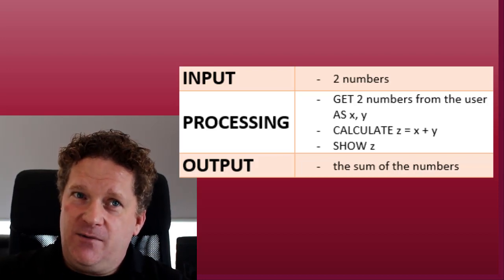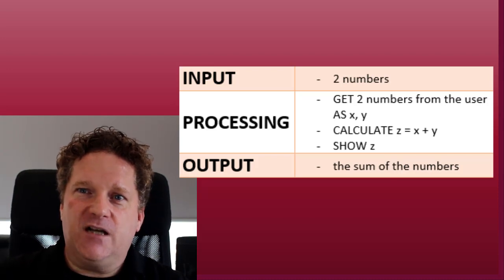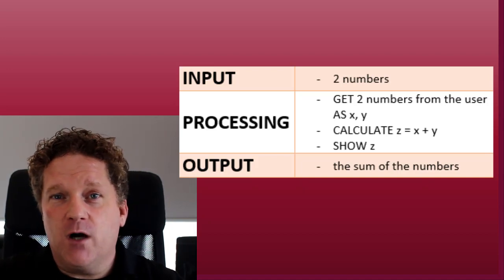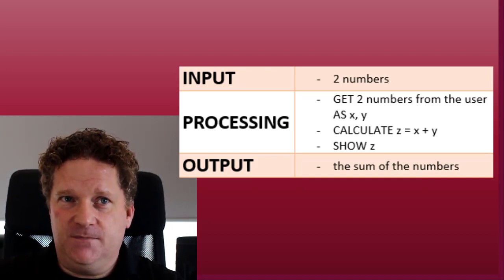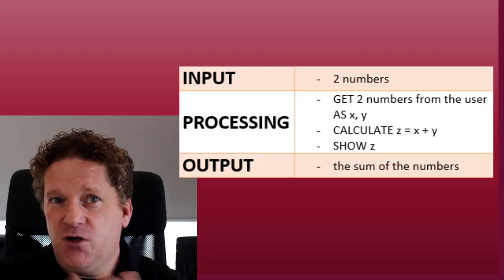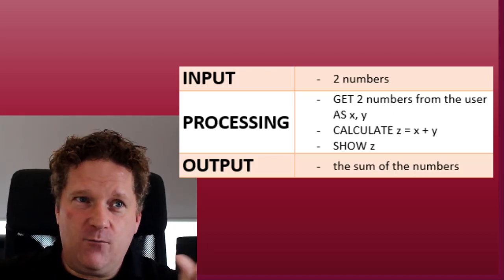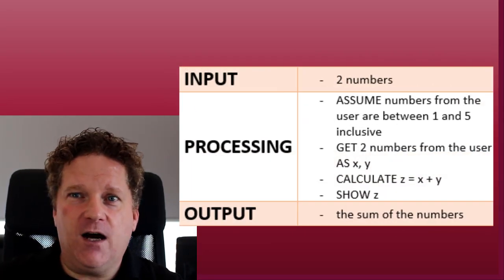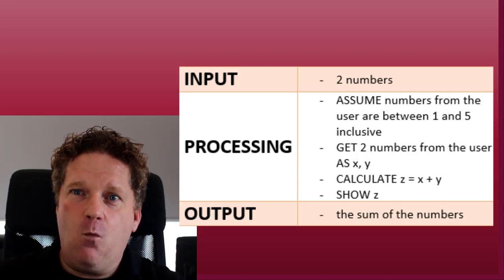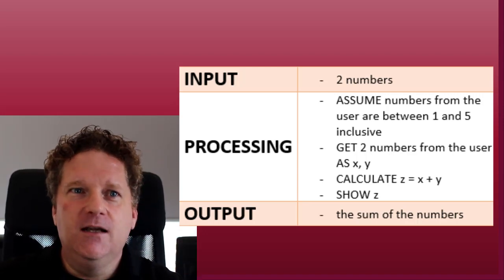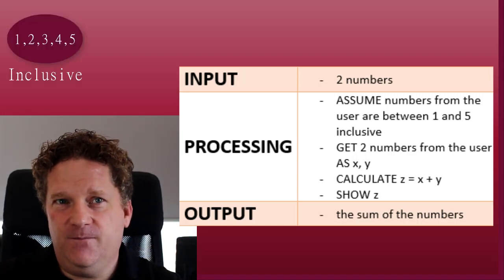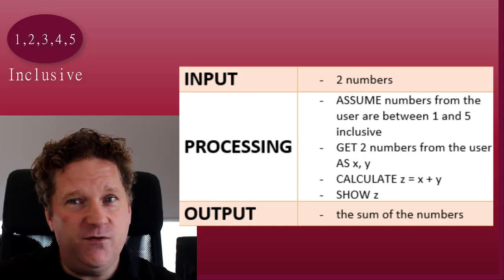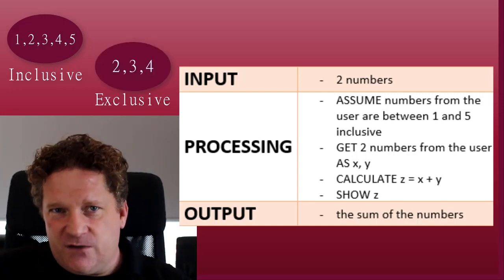We can also document any assumptions that our algorithm needs. Now for this one, we don't have any. But let's say, for example, that you only wanted the numbers to be between 1 and 5. Right? So then your biggest sum could be 10. Then at the start of the program, we can add the line, assume the numbers from the users are between 1 and 5. Then we have to decide, is 1 included, is 5 included? If they're both included, then we say inclusive. If they're both left out, so if the only valid numbers are 2, 3, 4, then we can say exclusive.